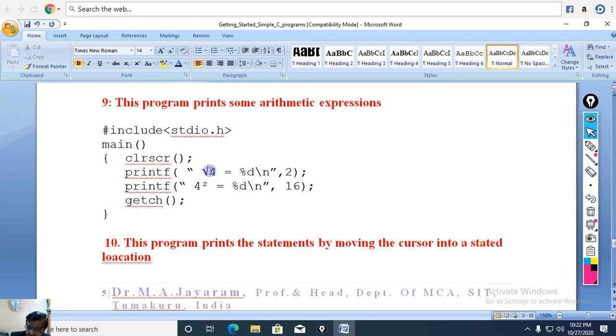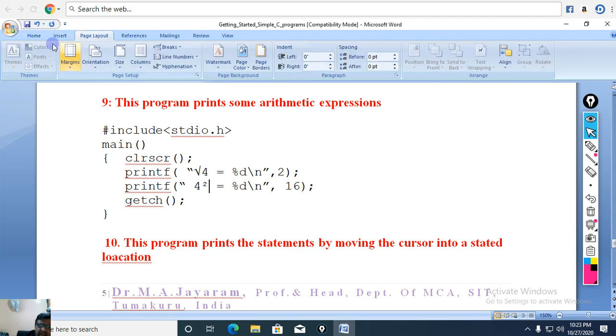Square root can be generated by pressing 251. I will remove this. Alt 251 square root and 4 square. This is square, there is no cube. There is no facility to print cube or to the power of 5 or to the power of 4. It ends there. And square can be had by 253. Alt 253. 4 square equal to 16. So this is a wonderful thing, and simple programs can also be done elegantly. That is my point.